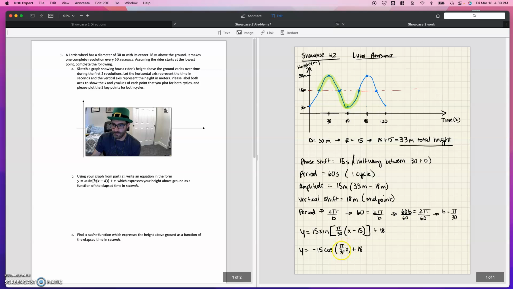We can bring our pi over 30 in over here to x, since it's not going to muck up a phase shift. And then our midpoint is still the same. Our vertical shift is unchanged, so that's plus 18. So there you have it.